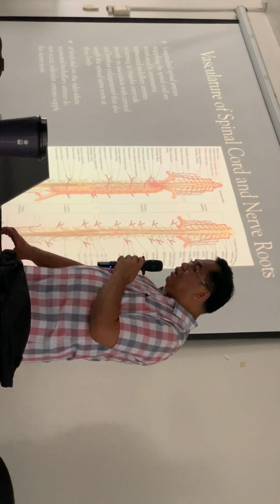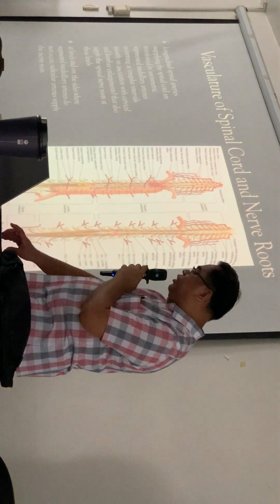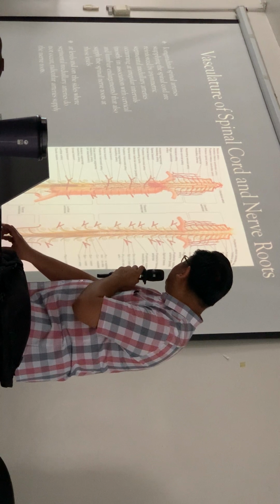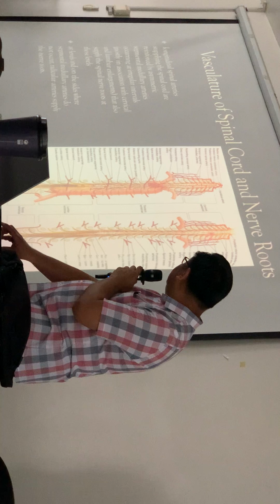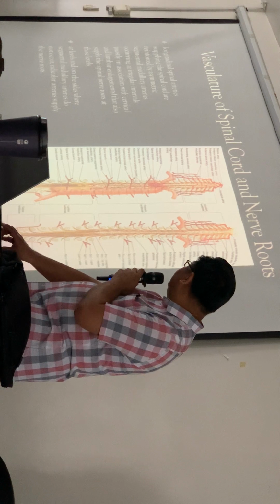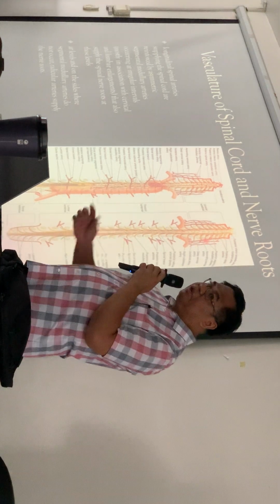On this side, we have the posterior part of the cord, and we can see here the posterior spinal arteries. So these are arteries supplying the posterior spinal cord, and they are also reinforced by these segmental arteries coming from the periphery.